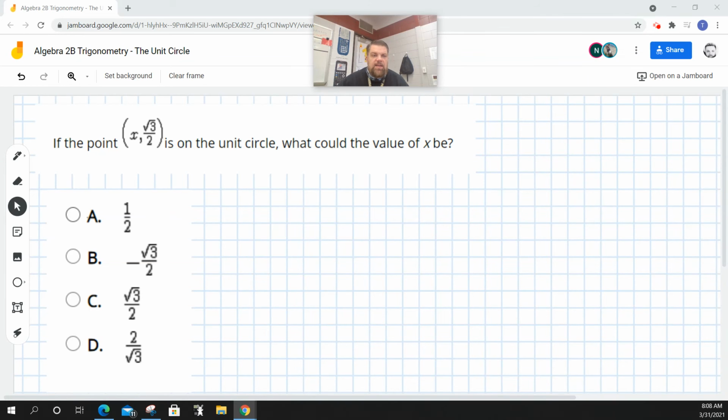So it says if the point x comma root 3 over 2 is on the unit circle, what could the value of x be? Okay, so just a real quick refresher. When it comes to the unit circle, we can use all kinds of triangles, but in high school we focus on two special right triangles, right? So trigonometry is all about right triangles.